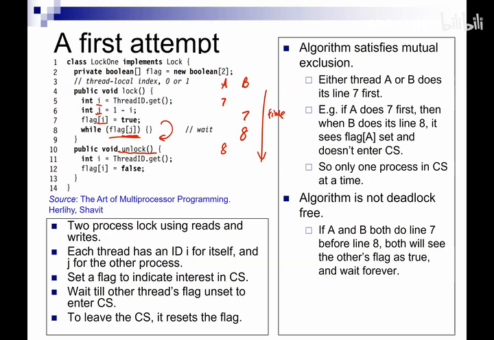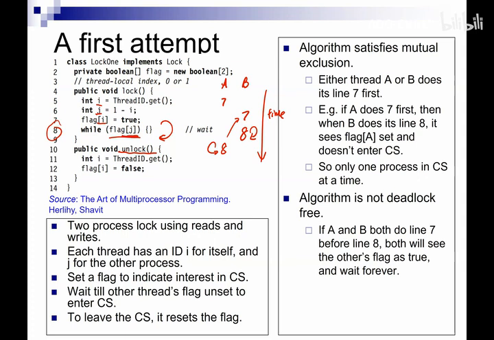But then B is going to see that A wants to go into the critical section, and B is going to be waiting at line 8. He's going to spin at his line 8. And then likewise, A is going to see that B has already indicated he wants to go into the critical section, so A is going to spin at his line 8. Now both of them are just going to spin forever, because they're stuck at this line 8 over here. So they can never get into the critical section.